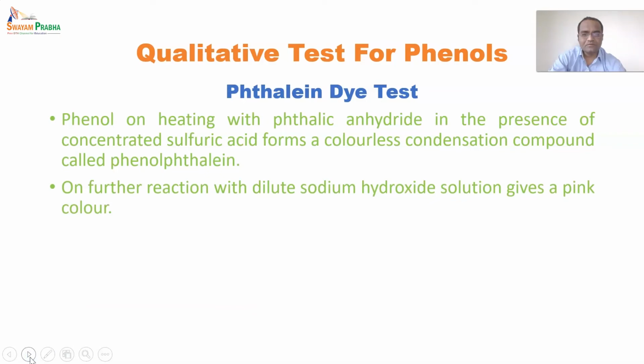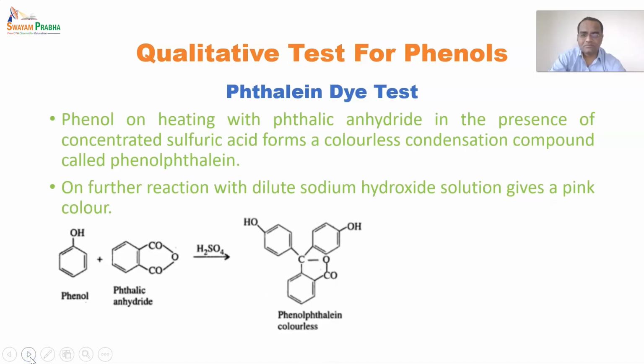On further reaction with dilute sodium hydroxide solution it gives a pink color. So the structure of phenol plus phthalic anhydride on heating in presence of sulfuric acid forms phenolphthalein, which is colorless, and as soon as it is treated with NaOH, it becomes a pink color, and from this a phenol can be identified.